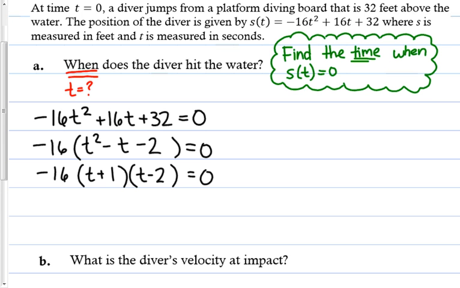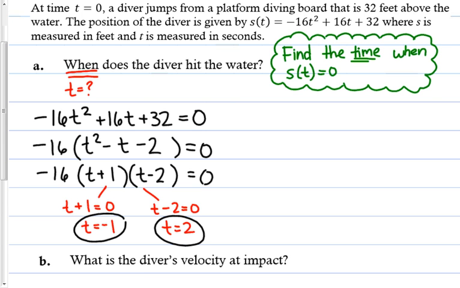Now I solve using the zero product property. If you don't remember the zero product property, that's if something multiplied by something else equals 0, then one of these somethings must actually be 0. Since we don't know which one of them is, we make them all 0. That's the zero product property. So I used my zero product property and got two answers: t equals negative 1 and t equals 2.